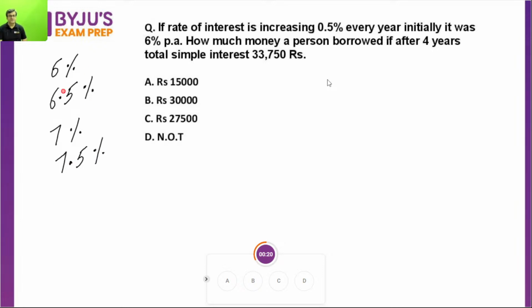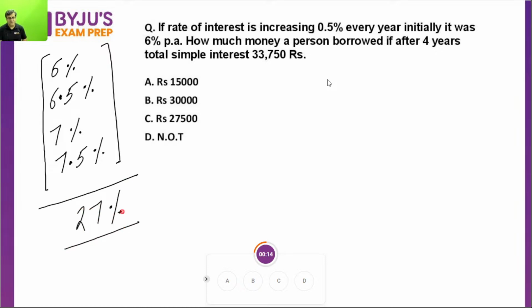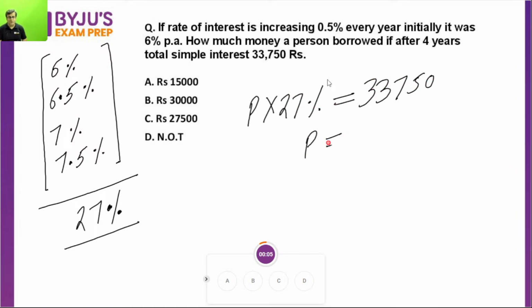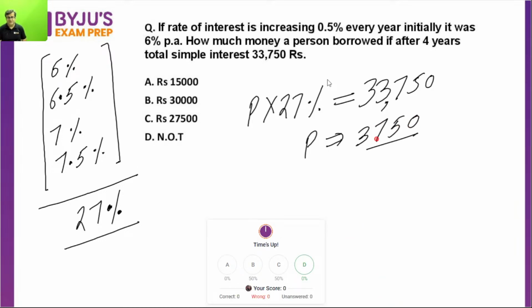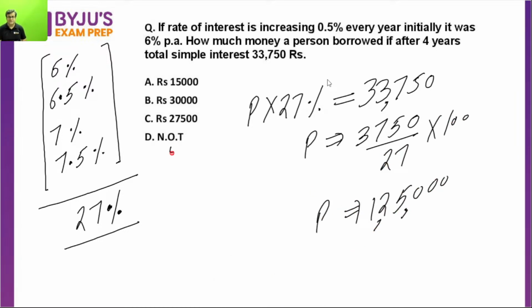So go into the continuation. The rate is 6%, then 6.5, then 7, then 7.5. Total interest is 27%. Whatever the principal is, the interest is 27%, which is equal to 33,750. This is the total interest calculated after this, right? Do you understand this?